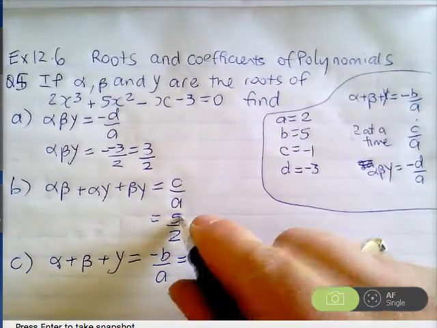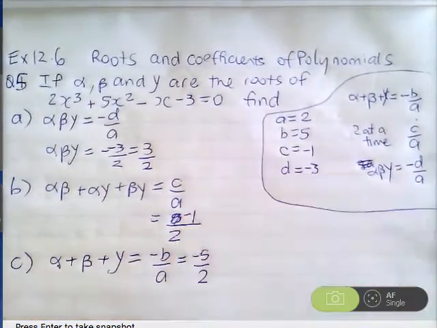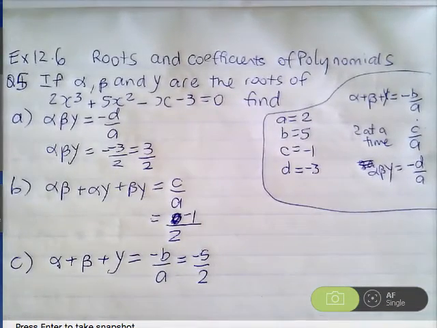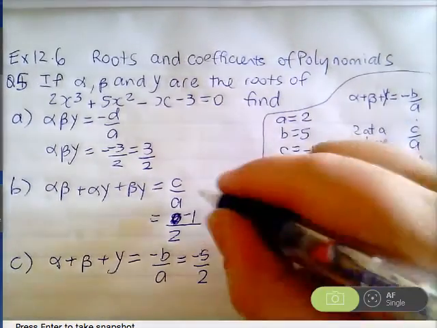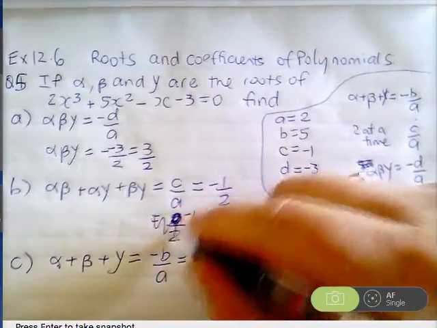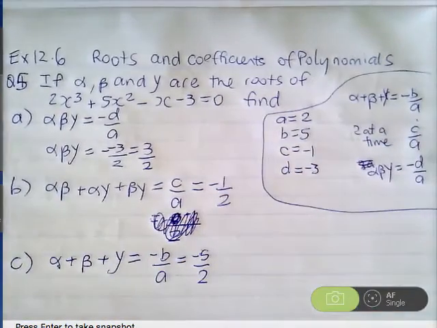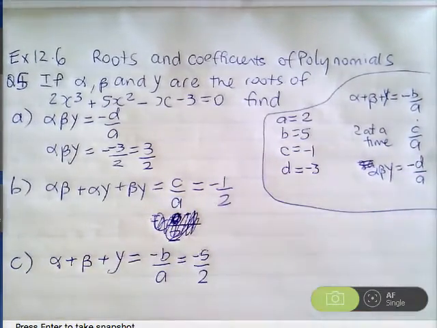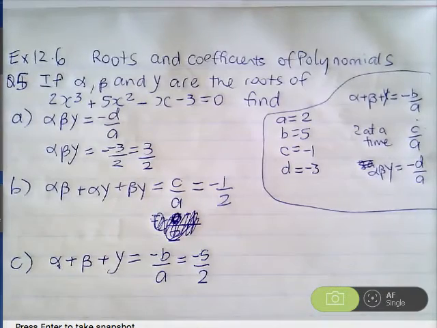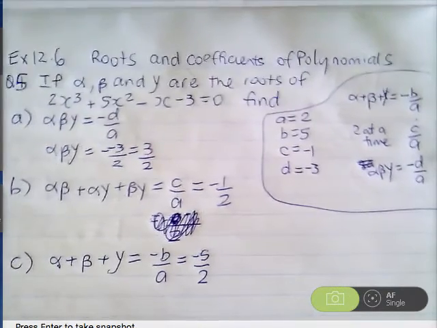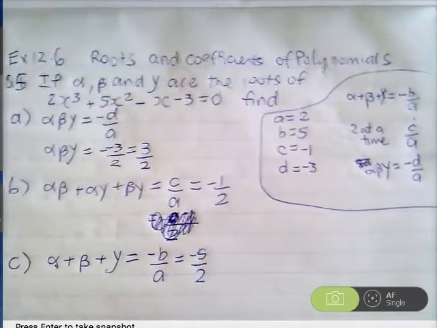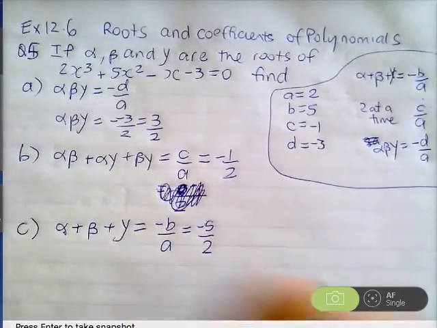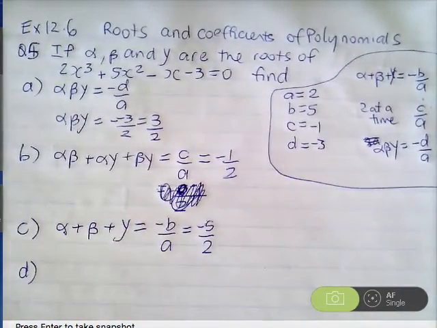Girls, did I make a mistake? Thank you. Minus 1 on 2. Fix it up. Thanks, girls. C on a is negative a half. I'll just put it up here instead of using all that. So 2 at a time is c on a, which happens to be negative 1 on 2. Sorry about that. 1 at a time is minus b on a, which is negative 5 on 2. Sorry, girls. Right, close the door, please.